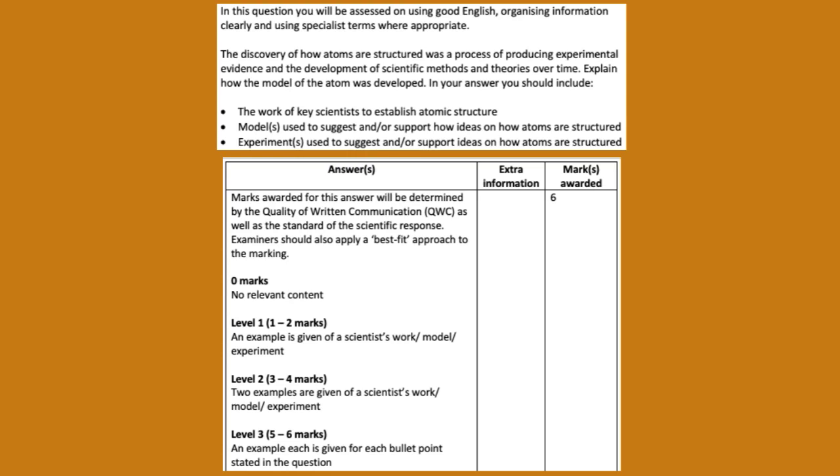The answer scores 0 marks if there is no relevant content, and scores 1 to 2 marks if one example of a scientist's work, model, or experiment is given. The answer gets 3 to 4 marks if 2 examples of these are given, or scores 5 to 6 marks if an example is given for each bullet point.